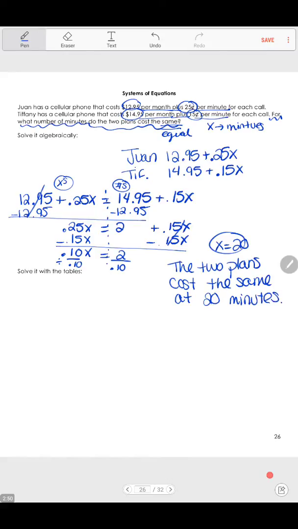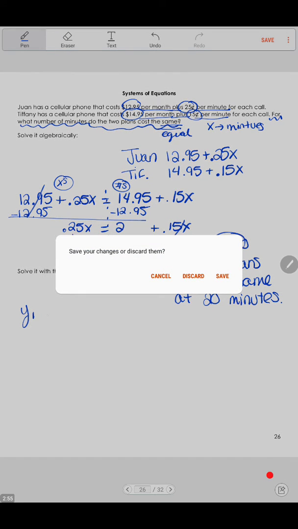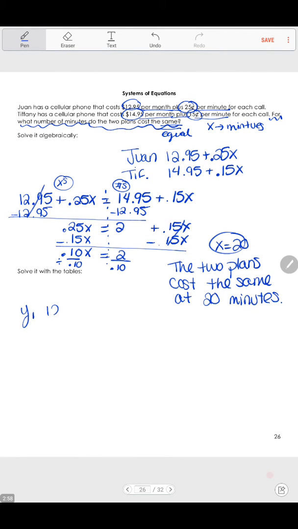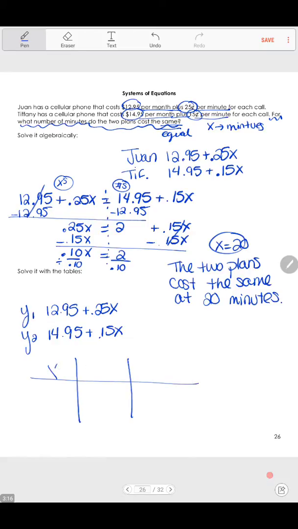When we solve it with tables, we would plug into y1 in our calculator. We would plug in the first one. And then for y2, we would plug in the second one. And on our table, we're looking for, again, where they're the same. So what I would do is look at my x values and see when the y values are the same. So we know from the first part that it's 20, so I would look at 20 on the table.